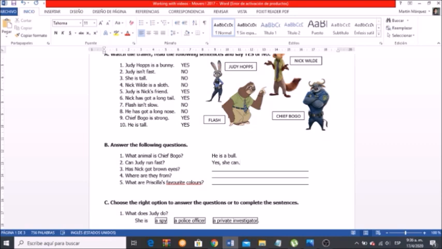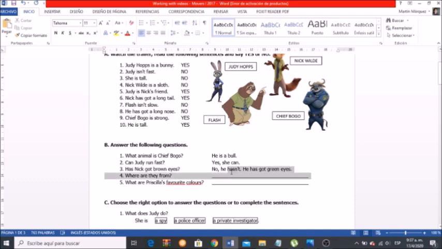Has Nick got brown eyes? Yes or no? No, very good. He hasn't. Y podemos hacer la respuesta aún más completa y decir he has got green eyes. Very good.